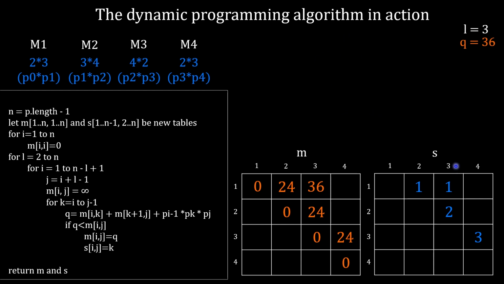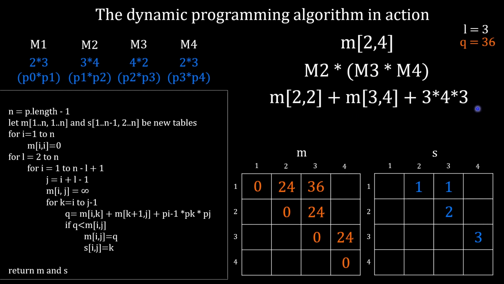So we know that the split comes here, and that can be added to the S table. We now need to look at the other range of multiplying 3 matrices together, which is between 2 and 4. We can try out the different possible combinations again. We can use the subproblems that we've already calculated to get the answer of 60 for this combination.